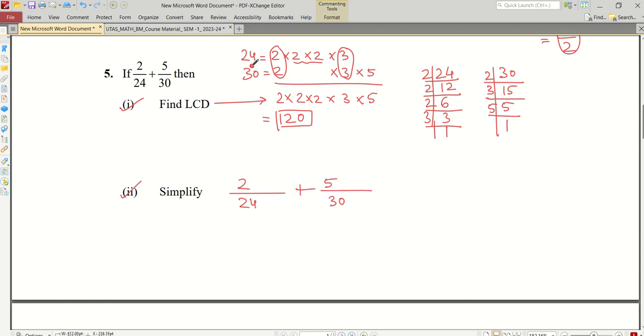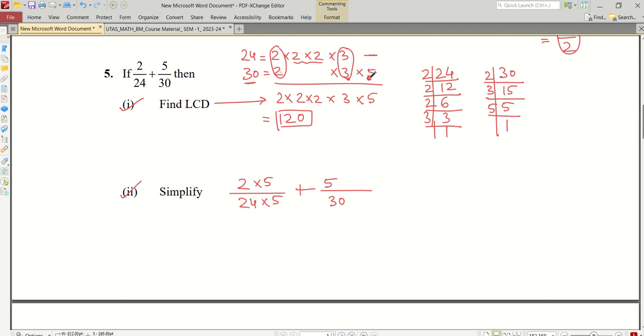Look here. If you look at 24, what is missing? 5 is missing. All the numbers are there except 5. This number is not here. Clear? So what will we write? We will multiply by 5 here. Clear? Now in 30, what is missing?